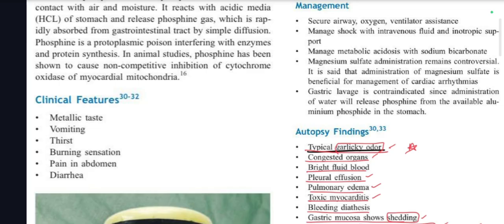Very important point. Which of the following poisonings do not suggest gastric lavage? Aluminium phosphide. I think you people got this. Then magnesium sulfate administration remains controversial. It is said that it is beneficial for the management of cardiac arrhythmias. Then you have to manage the metabolic acidosis with sodium bicarbonate, as sodium bicarbonate is a base, we all know, and manage the shock with IV fluids. And we have to first secure the airway, that is airway, oxygen, ventilator assistance.